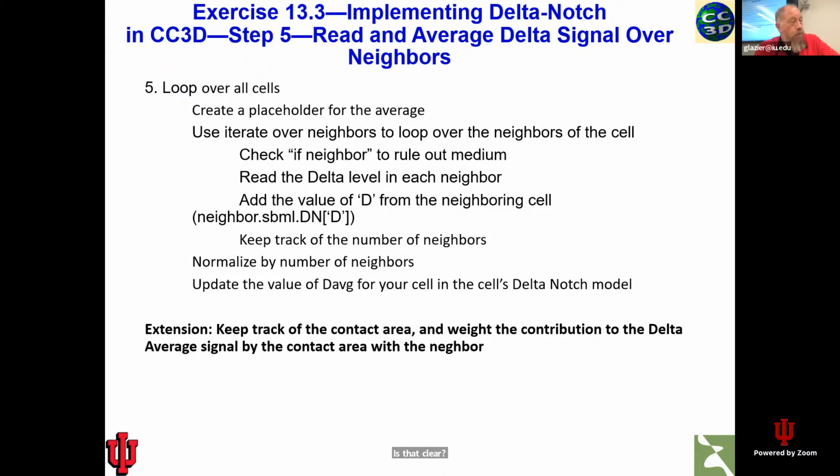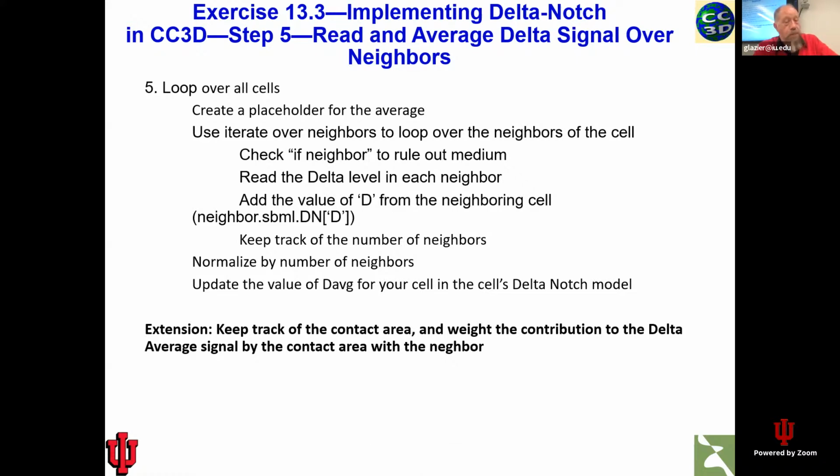Is that clear? And if you get ahead of things and you want to do something that's a little more biologically realistic, you can keep track of the contact area with each neighbor, weight the signal from each neighbor by the contact area, and then instead of dividing by the total number of neighbors, you divide by the total area of all the neighbors. That's a little bit more biorealistic.